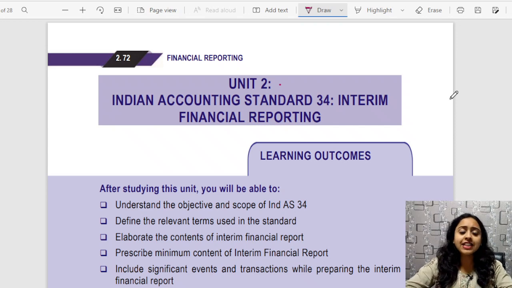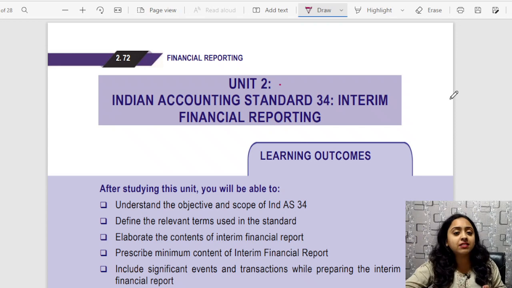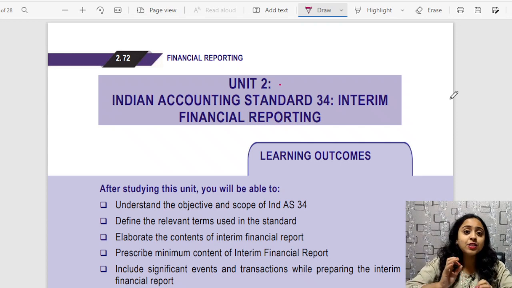This lecture is in continuation with lecture number 7, in which we discussed Ind AS 34, the provisions and the concepts. Now in this particular lecture, we will discuss ICAI examples, illustrations and question and answers. So for this, please refer to the ICAI module, the updated one. You will find it on the BOS portal of icai.org. Otherwise, you can find it on the app as well.